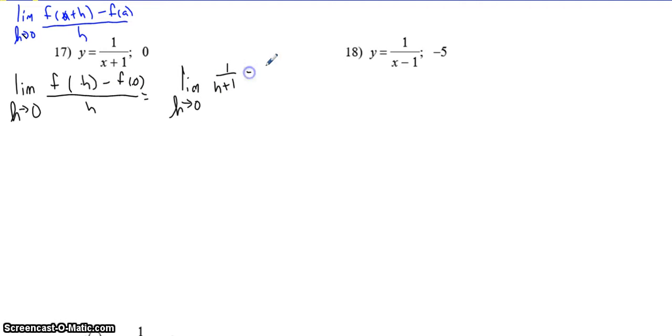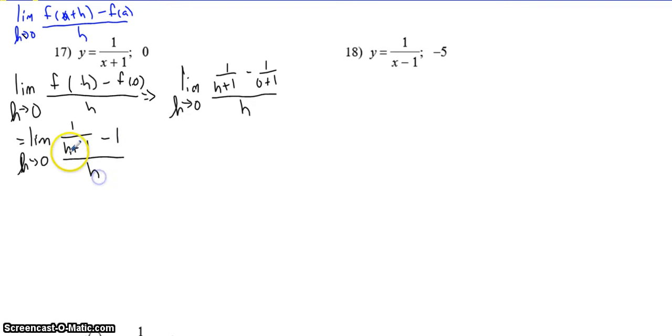Plug in 0. Again, function notation, this stuff goes into x. Each and every x. This stuff goes into each and every x. So that's what we have here. So limit as h goes to 0, that turns out to be this here. Again, I'm telling you, this is going to be a 0 over 0. So, let's get rid of the complex fraction. Let's do it that way. The only denominator, in fact, is h plus 1, so let's multiply top and bottom by it.